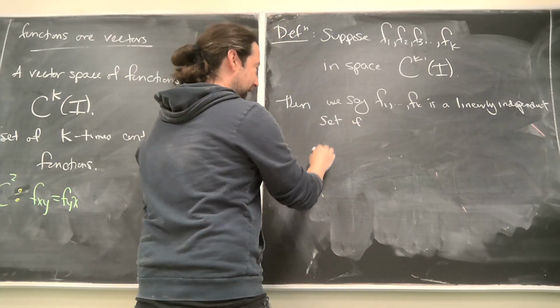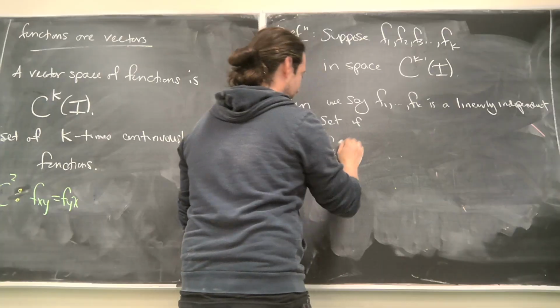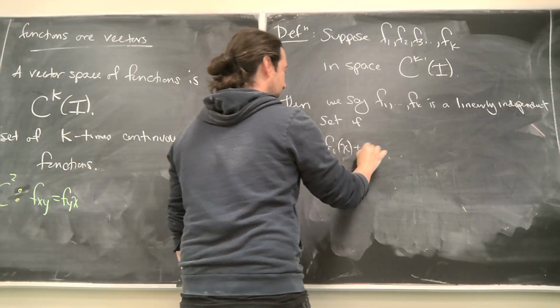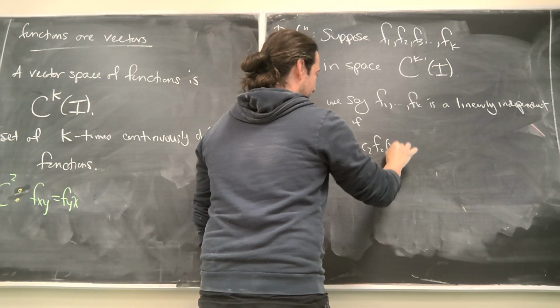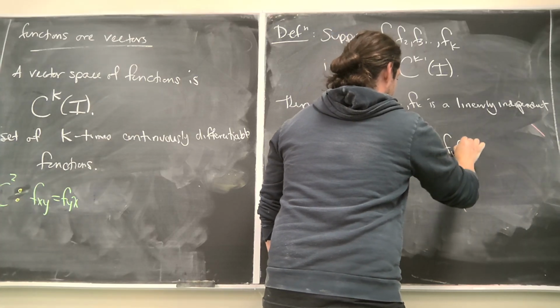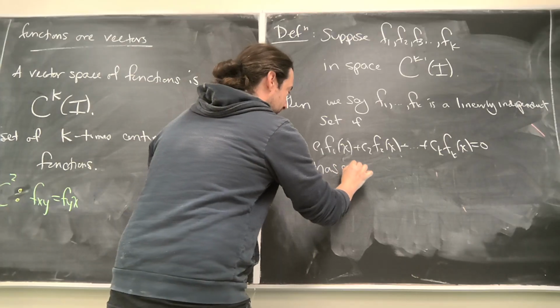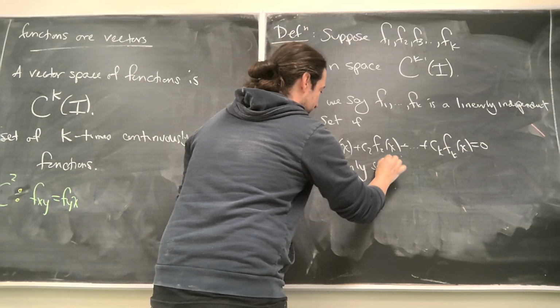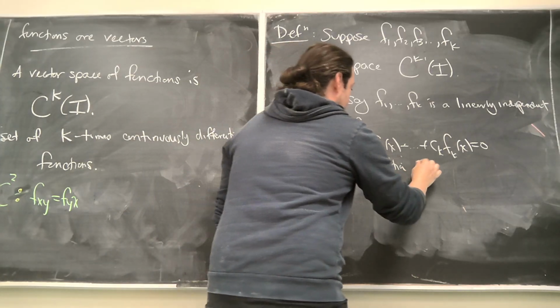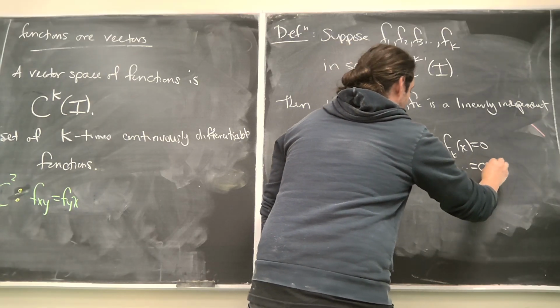If C1 F1 plus C2 F2, I should put some X's in here so we really emphasize. C1 F1 of X plus C2 F2 of X plus CK Fk of X is equal to 0 has only the solution C1 is equal to C2, all the coefficients have to be equal to 0.